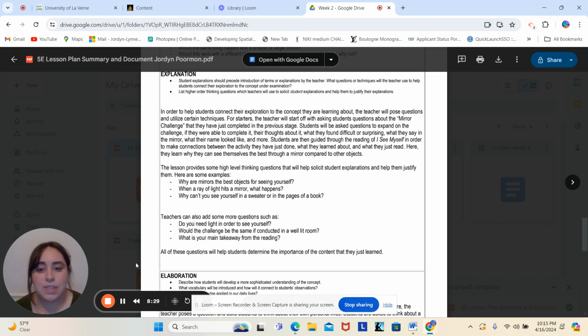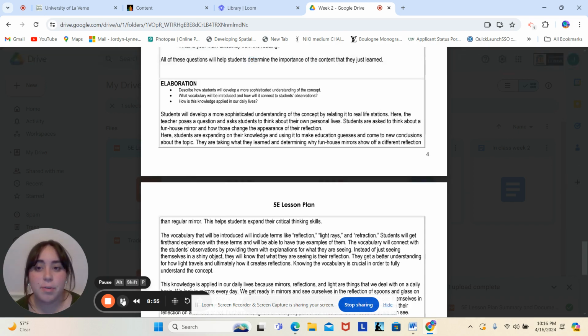And also, to add on to that, do you need light in order to see yourself, or can you see in the dark? Would the challenge be the same if it was conducted in a well-lit room? This challenge had to be completely dark, but could you do it in a well-lit room? Would you still see the light beams, or would you see nothing at all? And what is your main takeaway from the reading? And then all of these questions help the students determine the importance of the content that they just learned about.